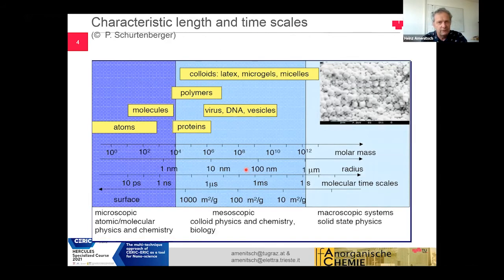And what I want to also give you, as I mentioned before, is a glimpse on the characteristic lengths and timescales. Here you see the length scales going from 1 angstrom to microns. You can cover this by molar mass. And you can also correlate the length scales to typical time scales, ranging from 10 picoseconds up to microseconds, milliseconds. And at 1 micron, you are already at about 1 second time scales.